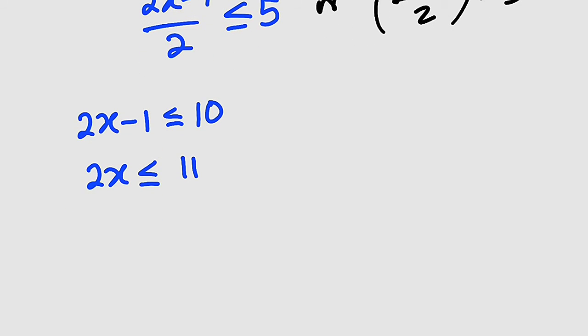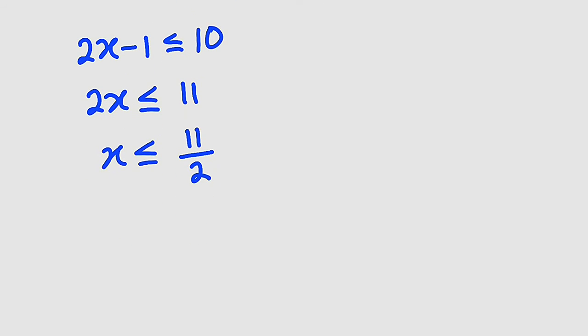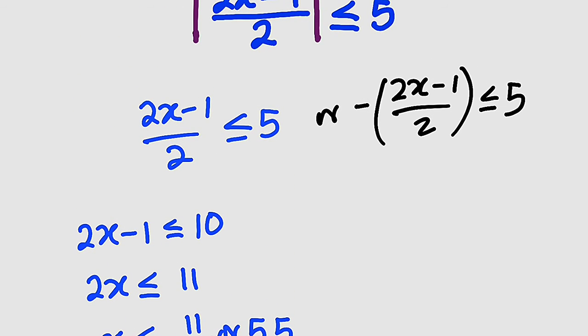Then you can now divide both sides by 2. So we have x less than or equal to 11 divided by 2. And 11 divided by 2 is the same thing as 5.5, right? So we can say 5.5. So now let's solve the other one.